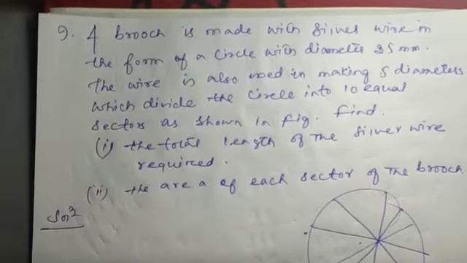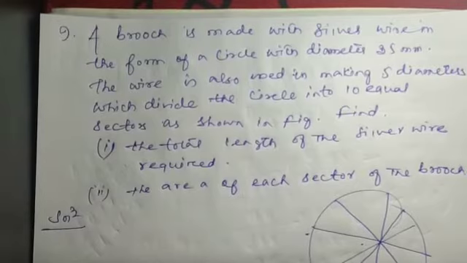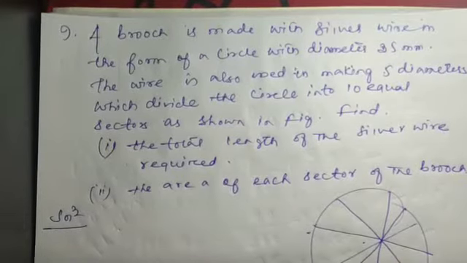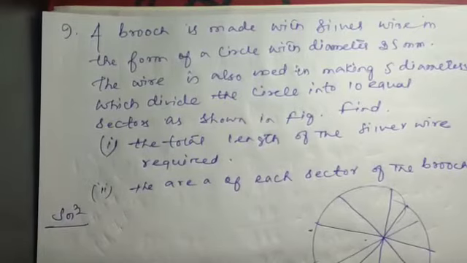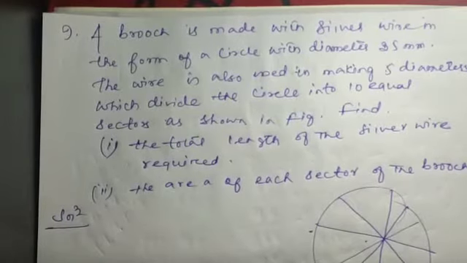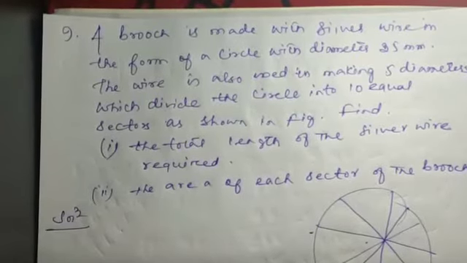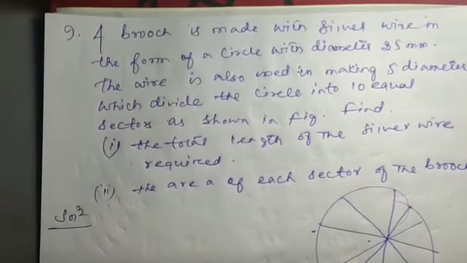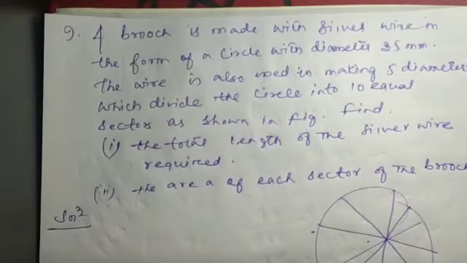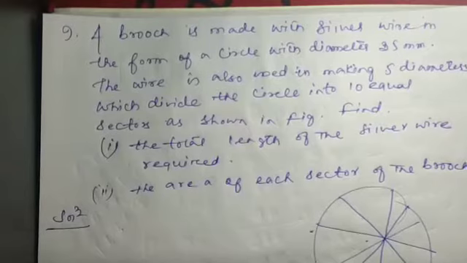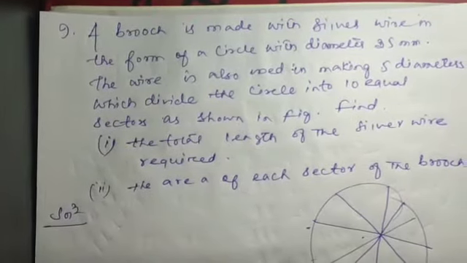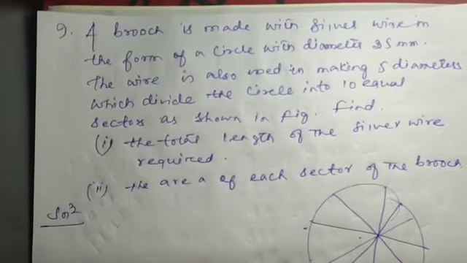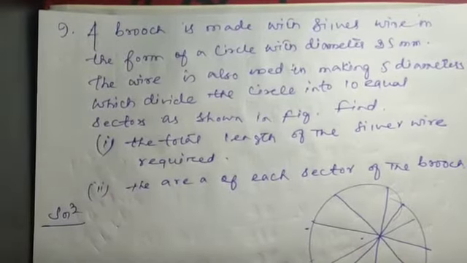So in this question number 9, it says a brooch is made with silverware in the form of a circle with diameter 35 mm. The ware is also used in making 5 diameters which divide the circle into 10 equal sectors as shown in the figure. Find the total length of the silverware required. Number 1.